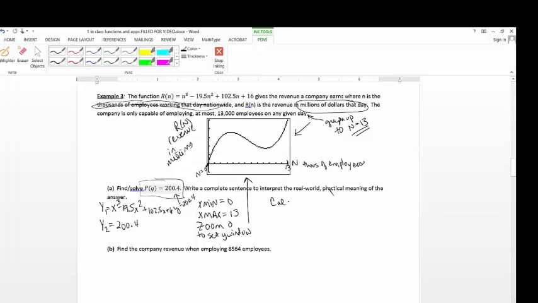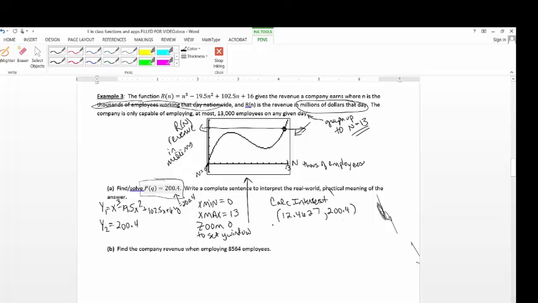Finally, you use Calc Intersect on your calculator to find when the horizontal line at y equals 200.4 intersects the function. You should see a horizontal line approximately here. That's your line y equals 200.4. It intersects the function over here on the right side of your graph, and you should see that the intersection occurs at approximately 12.4627, and the y value is 200.4.